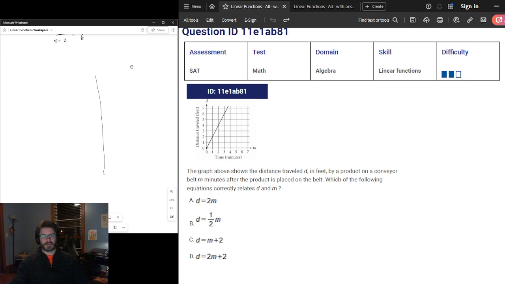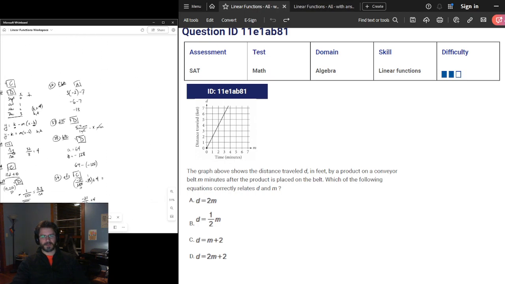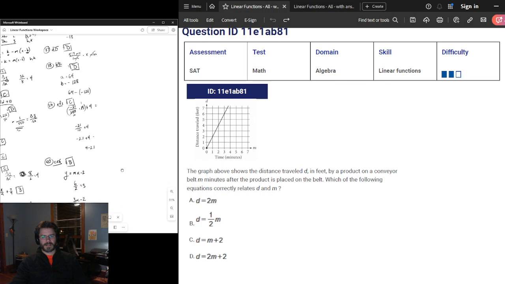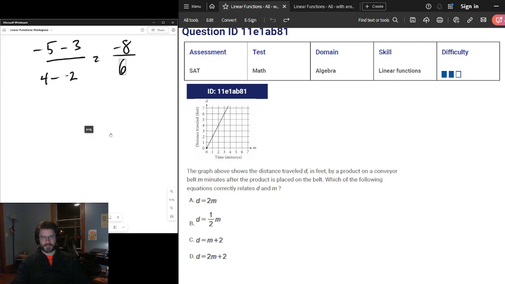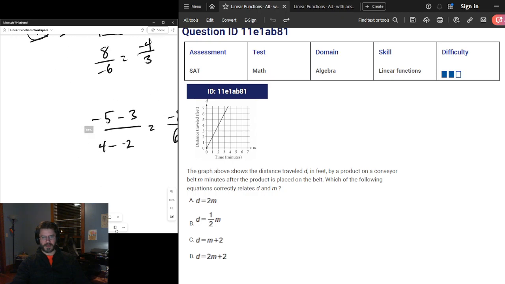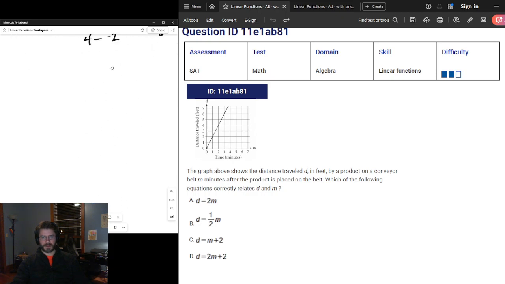All right, here we go. Get rid of that line. All right, that was question 41. 42, B81.